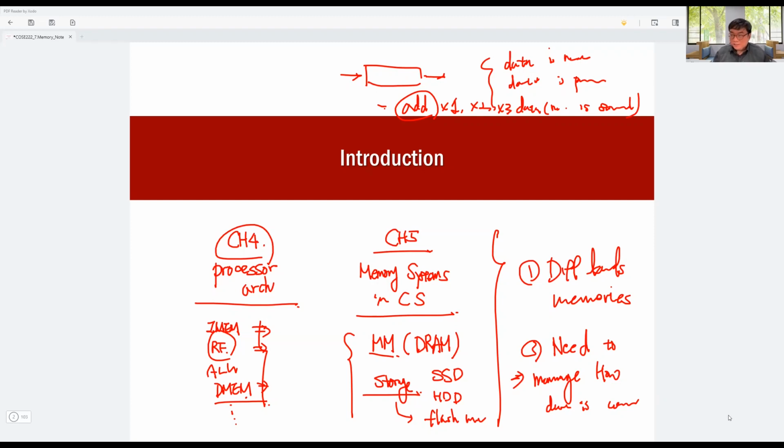Actually, the main purpose of the computer system is that the data is processed, and then the result data is generated. That's why data is so important in our computer system. And then this data is stored in the memory systems. So how to read or store data in this memory system is very critical for performance of our computer systems. Okay, so we will learn about these memory systems in chapter 5.